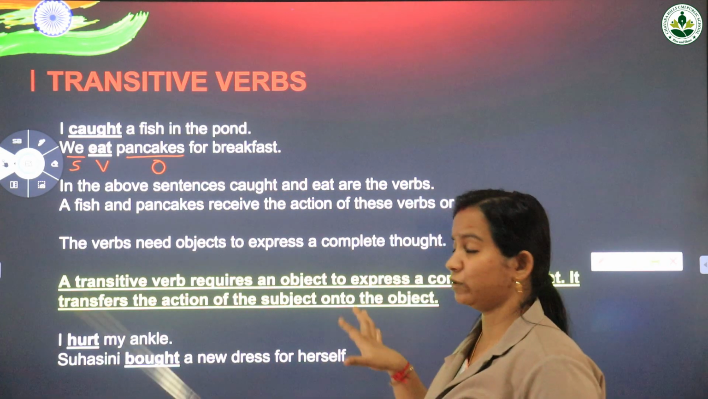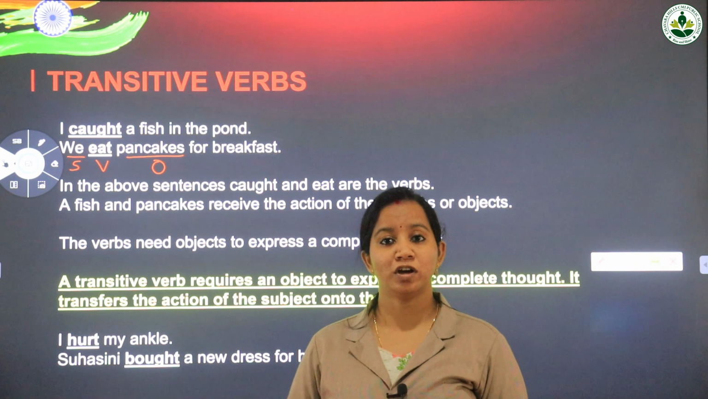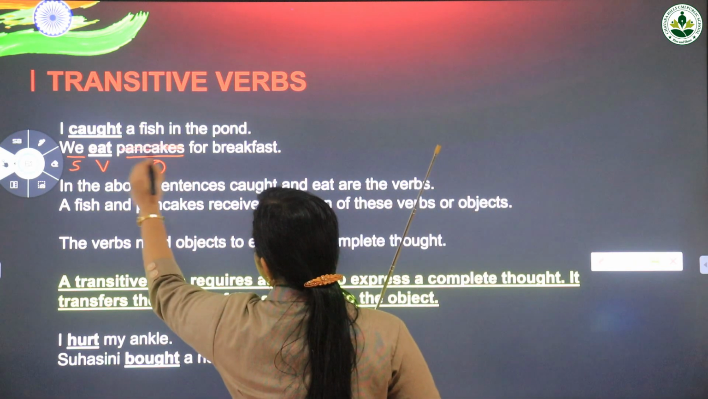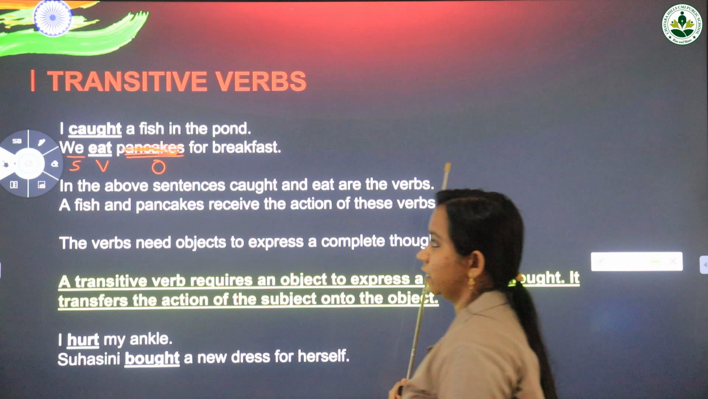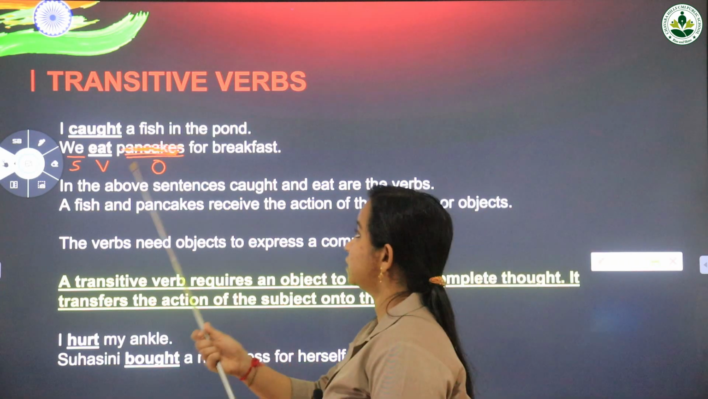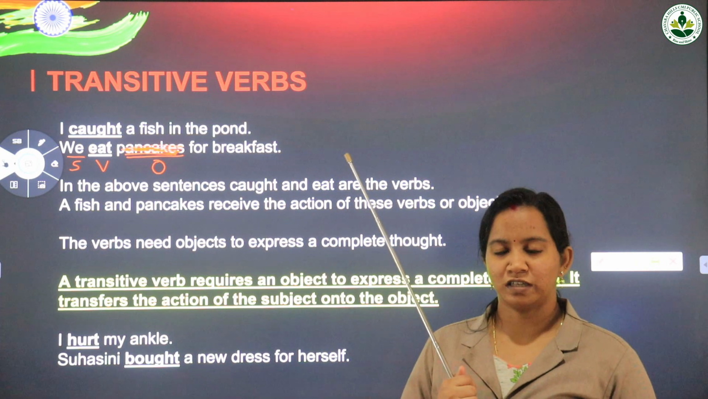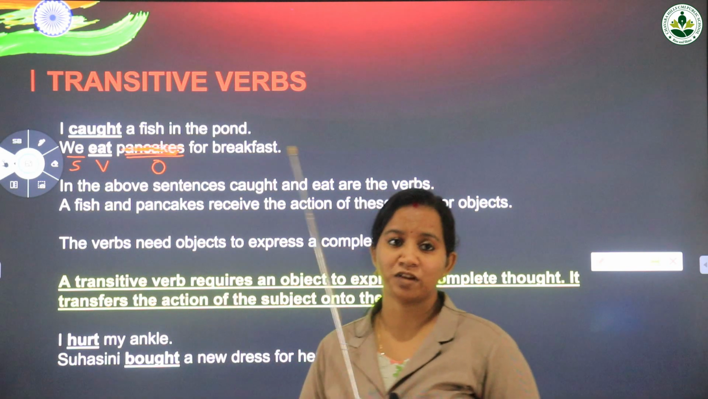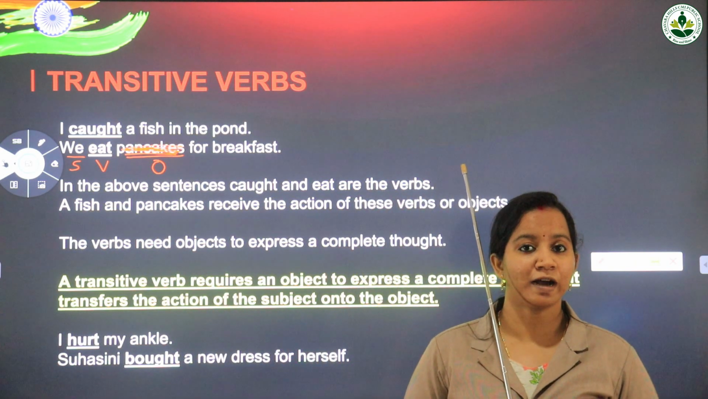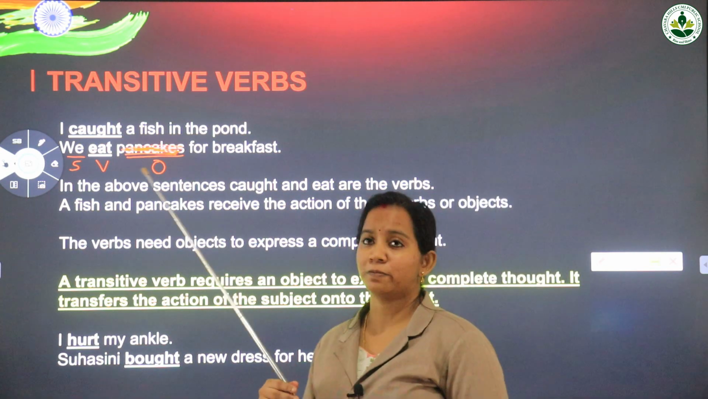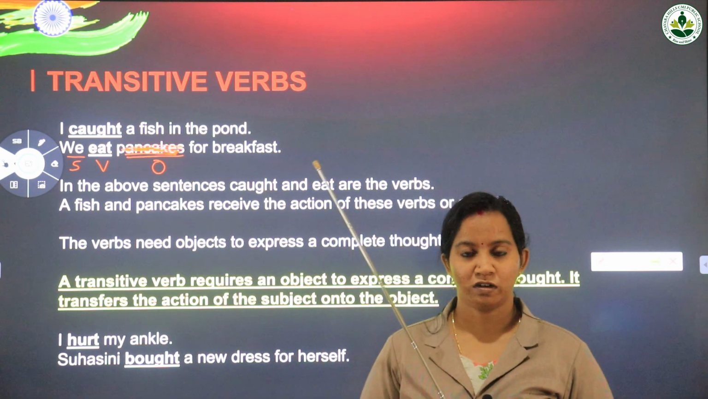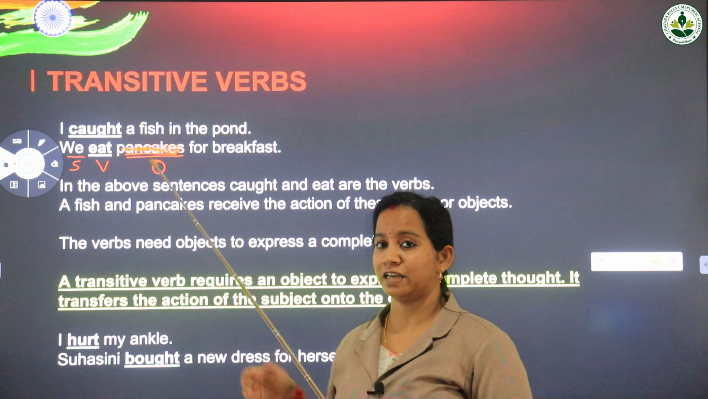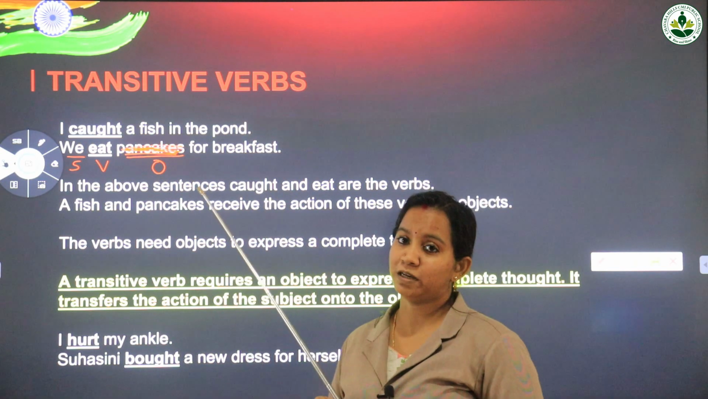So now you have to imagine this sentence without the object. Okay. So I am going to cut this pancakes from this sentence and now we are going to imagine the sentence without the object. We eat for breakfast. Does the meaning is complete? No, right? Because if we add the object, then only the meaning of the whole sentence will be complete, right? Just imagine the sentence without the object. We eat for breakfast. Does it have a complete meaning? We eat what? We eat pancakes. So the pancakes, the object is necessary here to complete the meaning of the sentence.